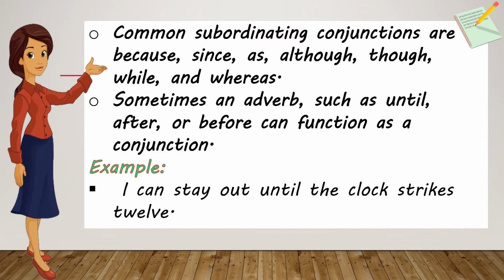Common subordinating conjunctions are because, since, as, although, though, while, and whereas. Sometimes an adverb such as until, after, or before can function as a conjunction. Example: I can stay out until the sun sets. Okay, so until is the subordinating conjunction.